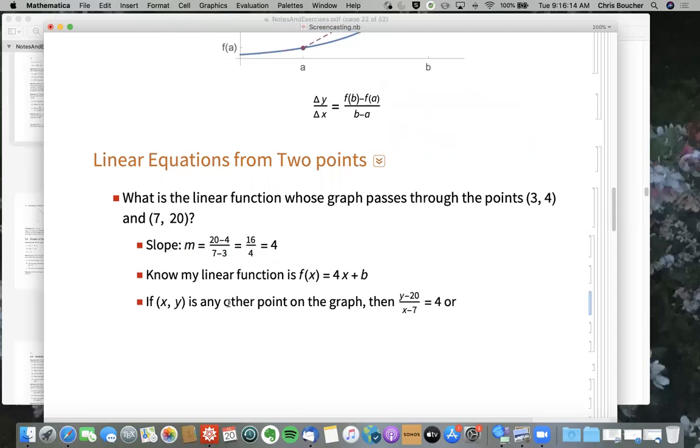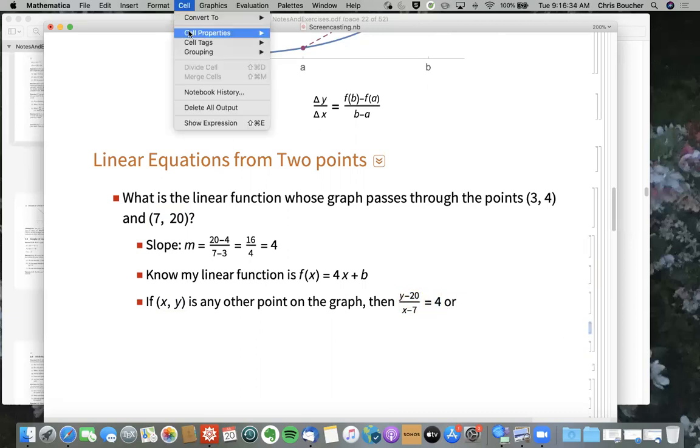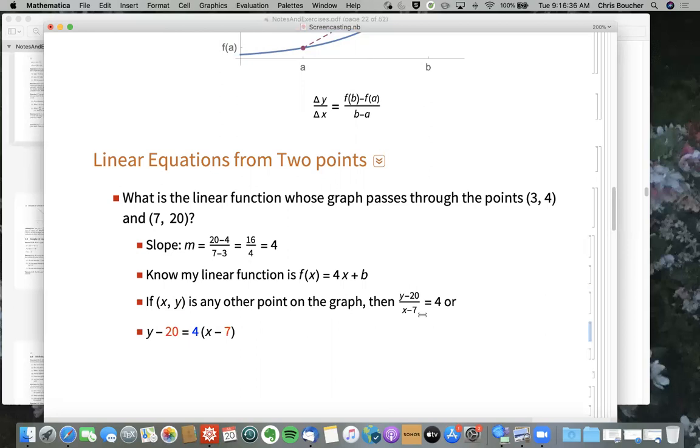If (x, y) is any other point on the graph of this line, then if I compute the slope between (x, y) and (7, 20), I'm going to get 4, right? Because linear functions have a constant average rate of change. So when I do this delta y over delta x, I get 4. And if I do a little algebra with that, I just multiply both sides by x minus 7. And don't worry about the colors right now. We'll explain that in a minute. If I multiply both sides by x minus 7, I get this equation.